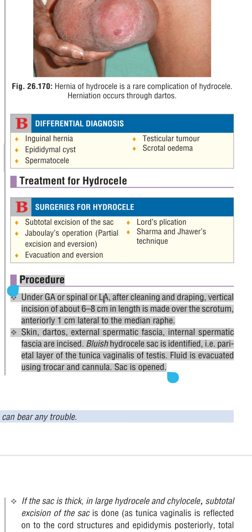Procedure: under GA or spinal or LA, after cleaning and draping, a vertical incision of about 6-8 cm in length is made over the scrotum, anteriorly 1 cm lateral to the median raphe. Fig. 26.1. Skin, dartos, external spermatic fascia, internal spermatic fascia are incised. Bluish hydrocele sac is identified, i.e. parietal layer of the tunica vaginalis of testis. Fluid is evacuated using trocar and cannula. Sac is opened.